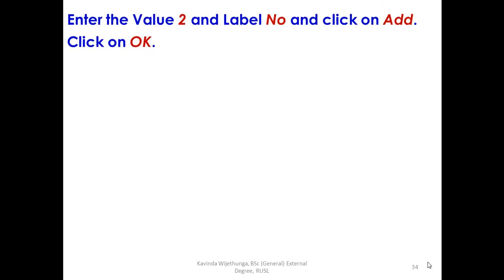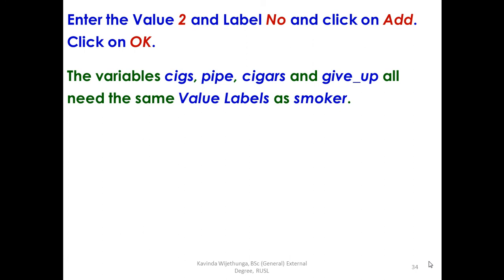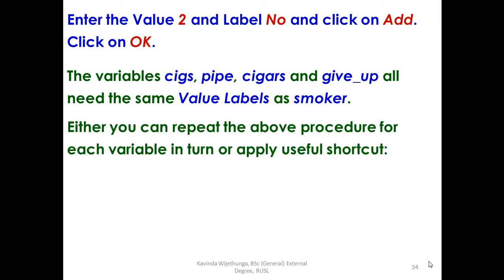Then enter value 2 for the label number and click add, click OK. The variables pipes, cigars and give up all need the same value labels as smoker, right? Each can be repeated, the procedure above for each variable in turn. Apply the useful shortcut.